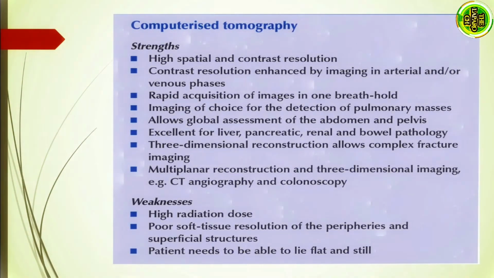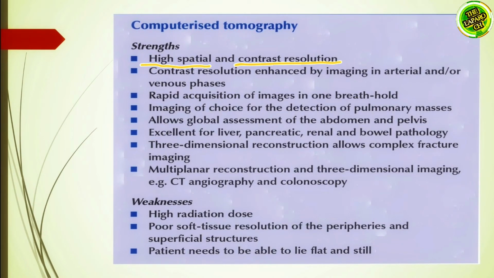Let's talk about the strengths and weaknesses of the CT scan. Its strengths are that it has a high spatial and contrast resolution. Images can further be enhanced by the use of contrast. Rapid acquisition of the images is also possible. It is particularly helpful in diagnosing the pulmonary, hepatic, pancreatic, renal and bowel pathology. Global assessment of abdomen and pelvis including all the viscera and all the pathologies is possible. 3D reconstruction is a very helpful tool regarding fracture imaging and also helps in CT angiography and virtual colonoscopy.